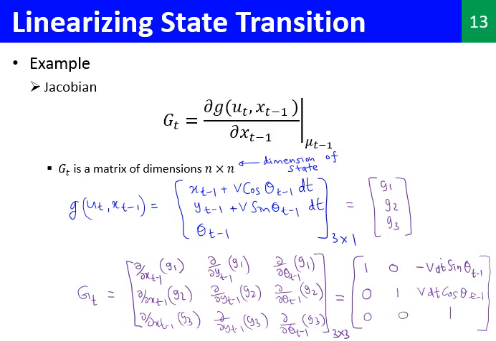Now this Jacobian Gt should be evaluated at mu t minus 1. So what does that mean? It means for this theta we should take mu t minus 1, and from that state vector we take the third element and put that here, right? And we do the same for this one. And we already know the control input we gave, v, and we also know what dt is. So we can populate the Jacobian matrix for mu t minus 1. Understood?